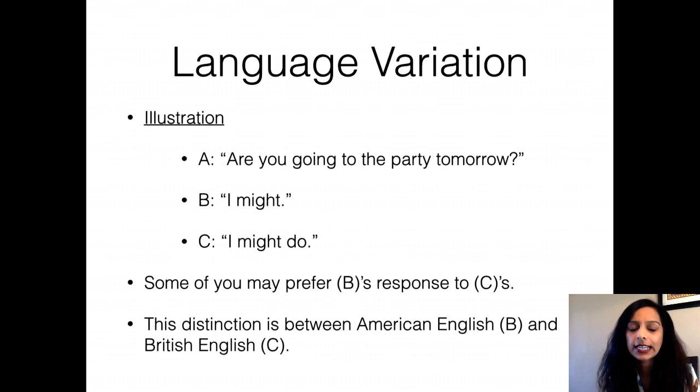So here's an example of this. I can say, are you going to the party tomorrow? And B says, I might. And 99% of you are going to say B's version of the answer, right? I might. And you probably like I might better than C's version, which is I might do. The difference between B and C is that B is American English and C is British English.